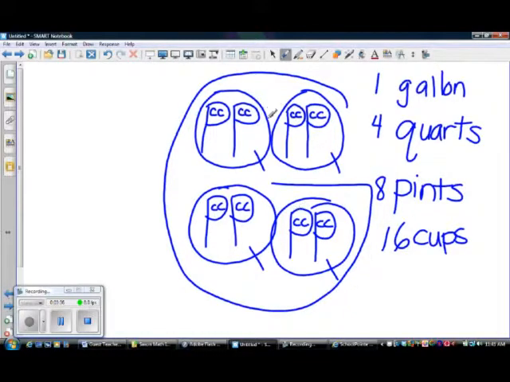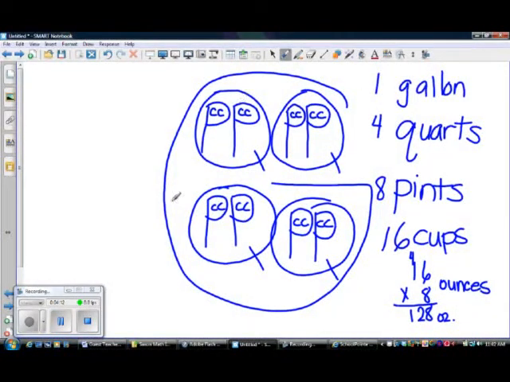Okay, we could even go so far as to figure ounces, because we know that 1 cup is 8 ounces, right? So 16 times 8, watch this. 8 times 6, that's 48. And 8 times 1 is 8, plus 4 is 12. So there are 128 ounces in a gallon. 8 ounces per cup. This is how you write the word ounces, but you abbreviate it OZ, period.